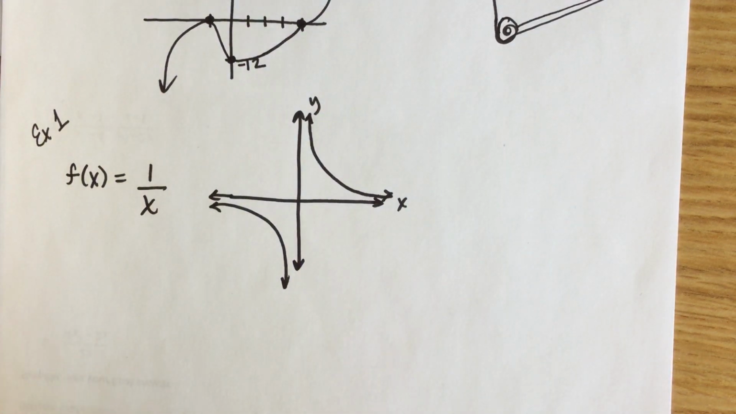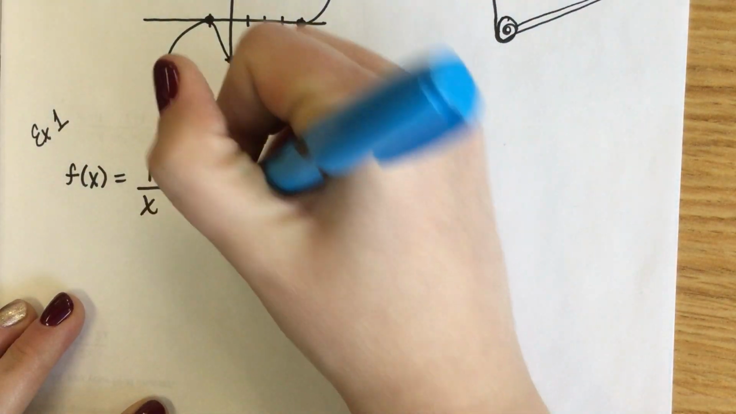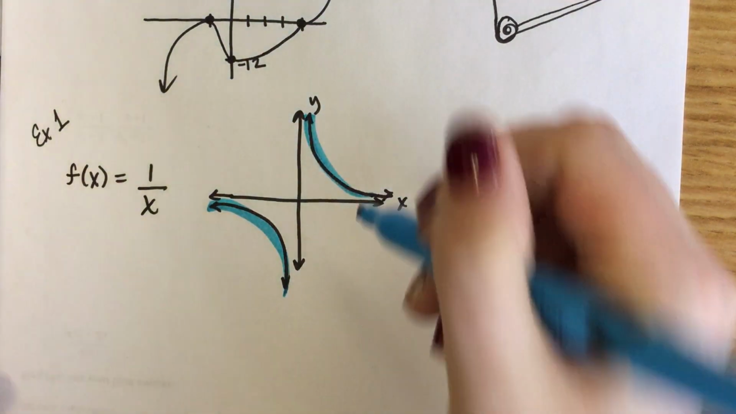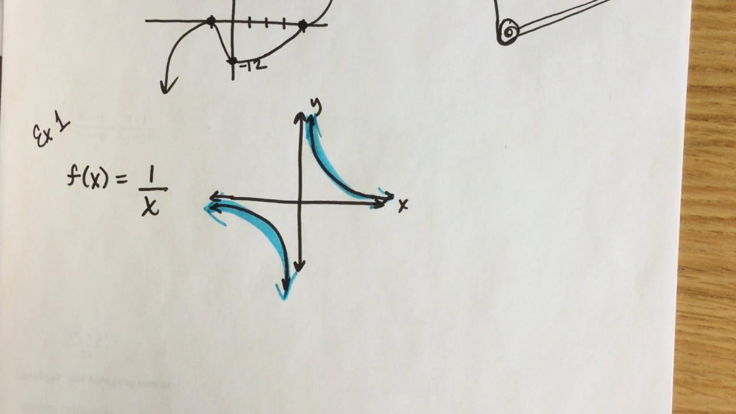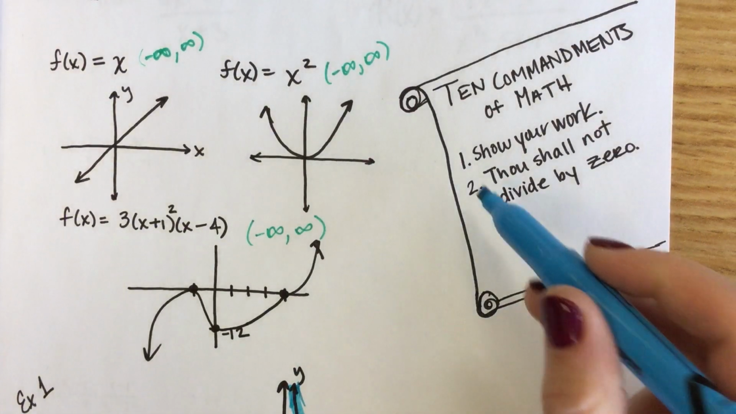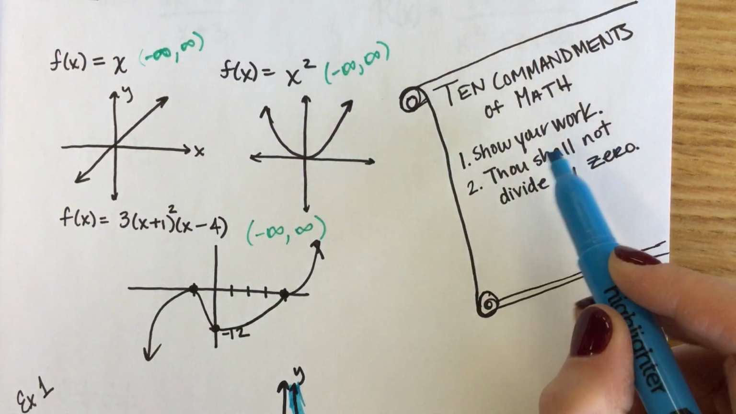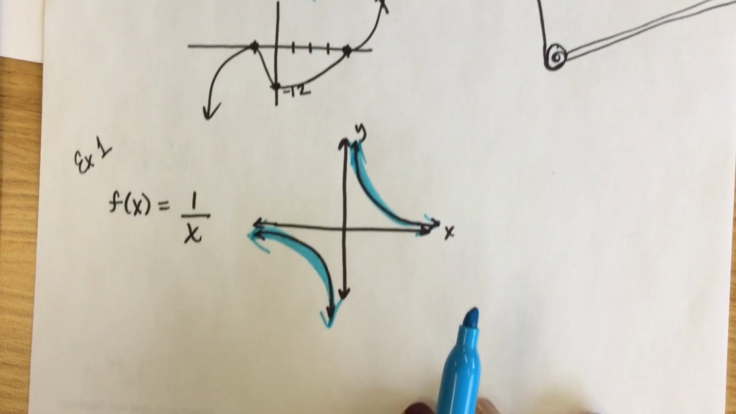Now, one thing that you guys will notice about the graph of this is you'll notice that these two curves are separated. In order for me to draw this graph, I'm having to pick up my pencil. Now, that's because this graph is not continuous. I have to pick up my pencil. Now, the reason it's not continuous is because there's always going to be a value here that my graph is never going to touch. And the reason for that is because we have these 10 commandments of math. Now, the first of which is show your work, but the second of which is what's important here, is thou shalt not divide by 0.